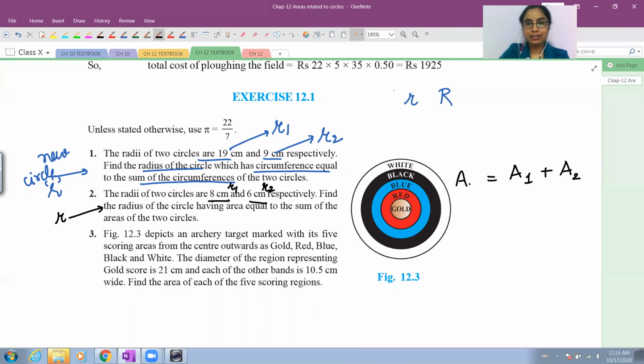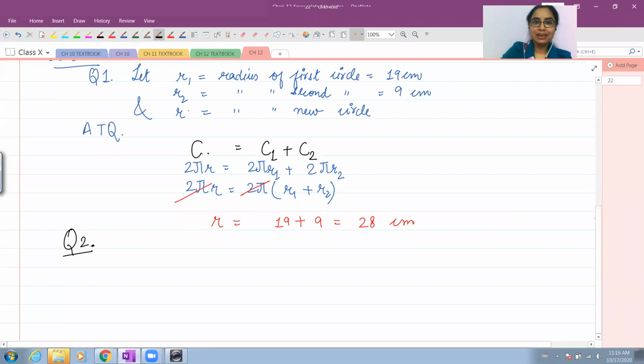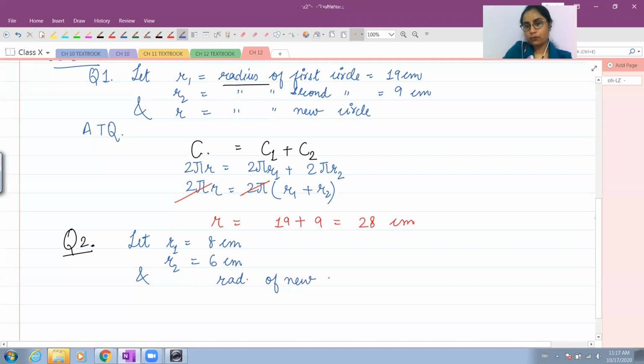That's correct. Rhythm has actually solved the complete question in the chat. Okay, let's write it down. You don't need to write down all of this. You can simply write down that R1 and R2 are the radii given to you. Radius of the first circle, this will by default mean this is the radius of the first circle, is 8 centimeters. Radius of the second circle is 6 centimeters. Radius of new circle is equal to R.